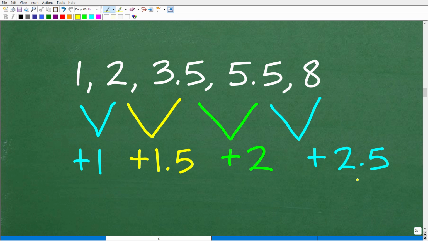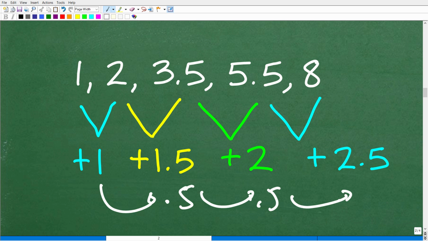Hopefully you're thinking that this 1 to this 1.5 here looks like maybe we're adding a 0.5 each time. So this looks pretty good. So 1 to 1.5, we added a 0.5. If we add a 0.5 to 1.5, we're going to get to 2. And then if we add a 0.5 to 2, we're going to get to 2.5. So yes, indeed, we found a pattern that is working between these terms.